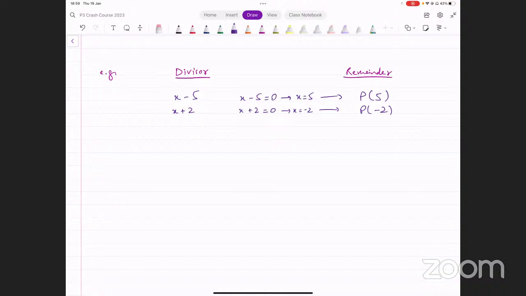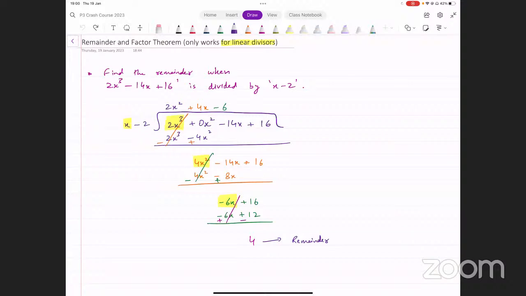If you had something else like 3x plus 5, again, what you do is you put this equal to 0, 3x plus 5 equal to 0. That gives you x equals minus 5 over 3. Put this in the polynomial. You input minus 5 over 3 in the polynomial, evaluate that, simplify that. The result that you get is going to be the remainder. So whatever is the divisor, you put that equal to 0, the value of x that you get, you put that in the polynomial, and that's going to give you the remainder.